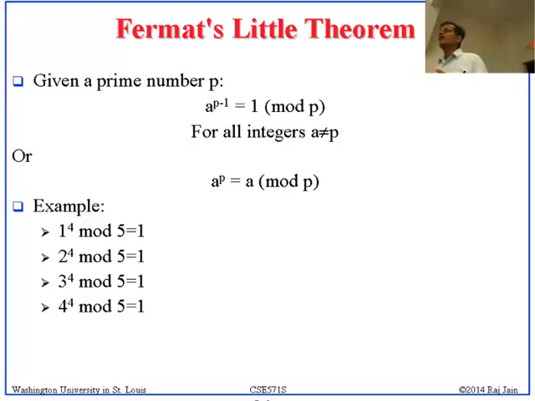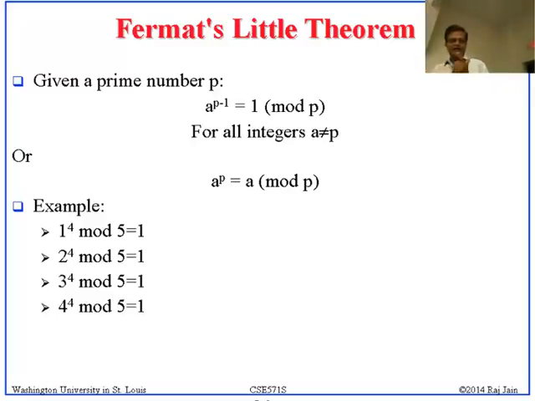3 raised to 4 mod 5. How much is 3 raised to 4? 81. 81 mod 5 is 1. And 4 raised to 4 mod 5. 4 raised to 4 is 16 times 16, 256. Mod 5 is 1. So this is true for all numbers and all primes. That's Fermat's theorem.